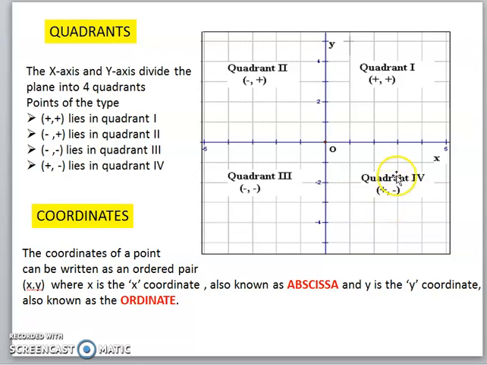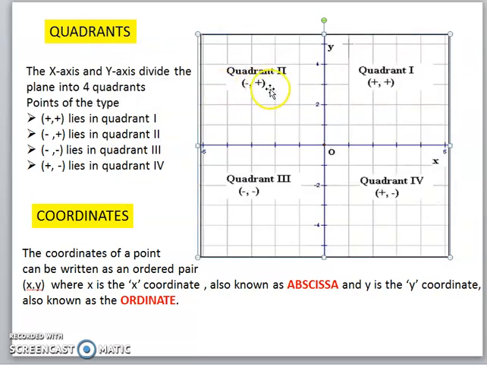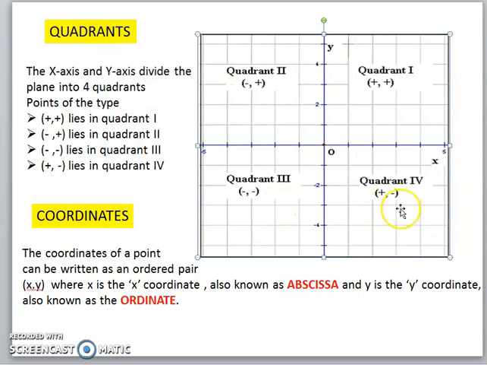Always we denote x coordinate as the first point and second point is the y coordinate. That is why it is shown as minus plus. Minus plus means x is negative and y is positive. Plus minus means x is positive, y is negative. Plus plus means both x and y are positive, and minus minus means both x and y are negative. And the quadrants will go in this direction: 1, 2, 3 and 4.